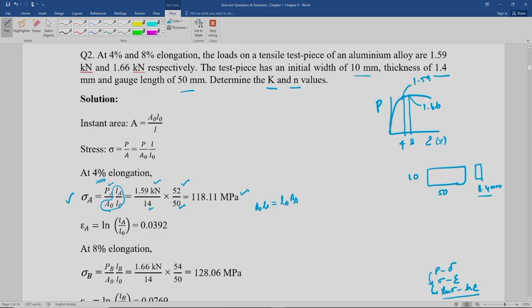Right. So now correspondingly you get a true strain at the A point, which is nothing but ln of LA by L naught. Directly, the original definition of that, you can get. What is LA? LA is already calculated, 52, divided by L naught, which is 50. So you will get true strain as 0.0392. We can say 0.04.